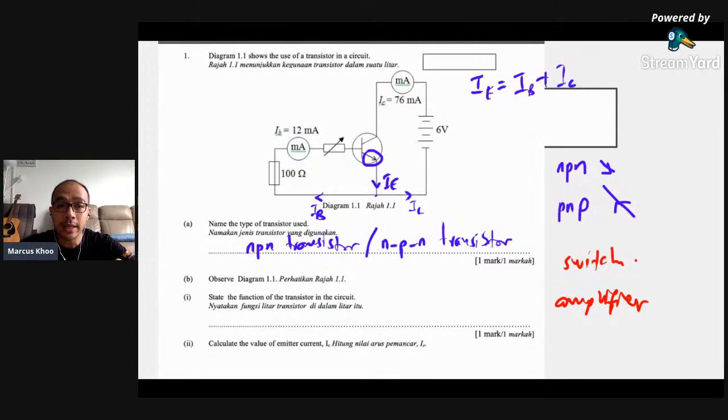Okay, so in this circuit, it's very obvious that it is an amplifier because tengok, sini 12 milliamp, sini adalah 76 milliamp. So the current is amplified. So the function of the transistor is as a current amplifier.